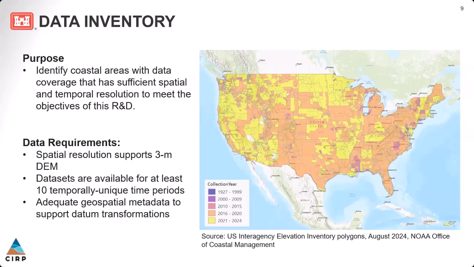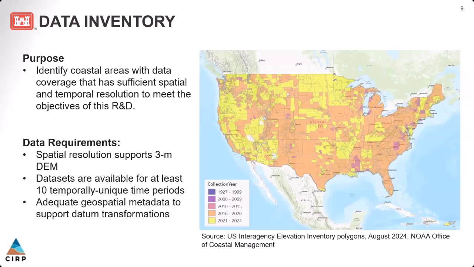We also, going into the temporal aspect of things, are looking for data sets from at least 10 temporally unique time periods, and that's really to support concepts like hotspot analysis. And then of course the data sets must have at least adequate geospatial metadata so that we can perform any datum transformations that are required to bring data sets into alignment with one another.